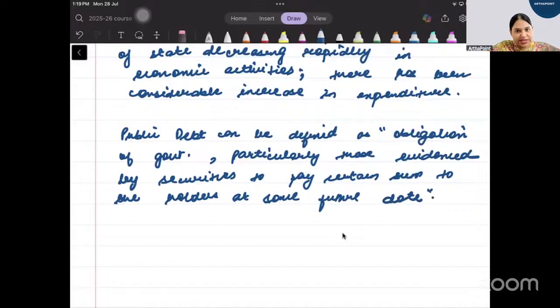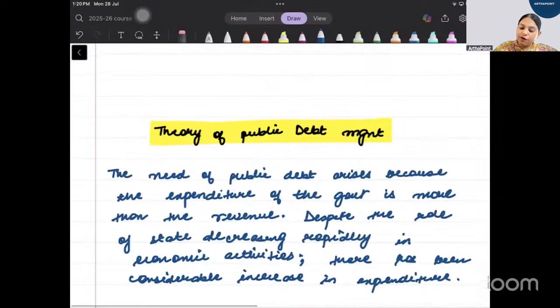So there is nothing to explain in public debt. It's just a typical loan that is taken by the government, right? And since it's a loan, if you take a loan, you have to pay back at some future date. That is exactly what the government also has to do, right? The government has to make sure that it repays the money at some future date along with the interest. Now, what is the meaning of public debt management?